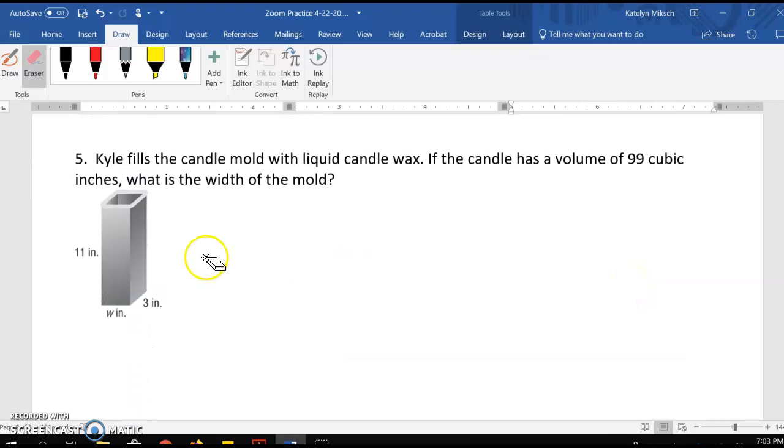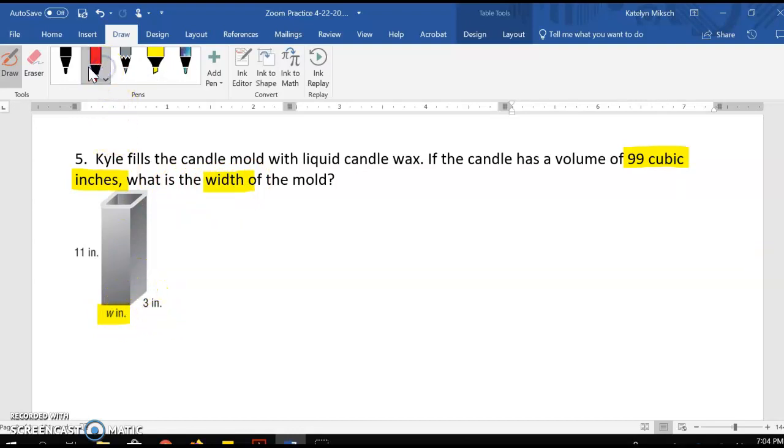Okay, question 5, we have another prism, but this one we're working backwards. We know the volume. We're given the volume. They tell us the candle is going to have a volume of 99 cubic inches, but they want the width, which is this measurement down here.